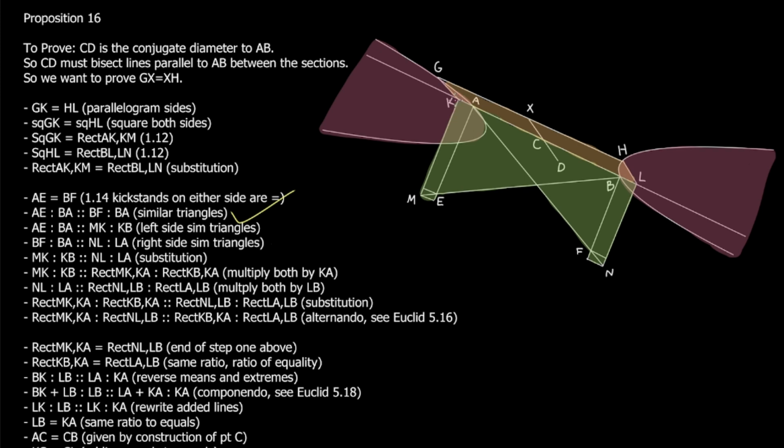And then we'll look at these triangles KMB and AEB. So this triangle inside of this triangle, and we'll have as AE is to BA, KM is to KB. And then we'll do the same thing with these triangles, ANL and ABF, one inside the other. So as BF, this line, is to BA, this line, NL is to LA.